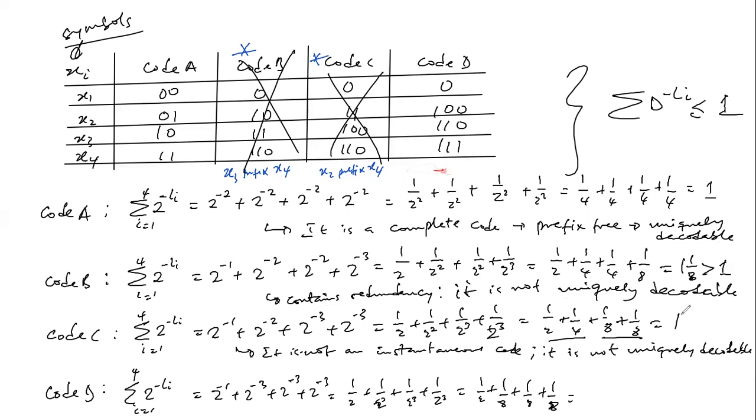So the Kraft-McMillan inequality holds here, but it is not an instantaneous code, and as such, it's not uniquely decodable because of the prefix condition. So this now gives us 7 over 8, all right?